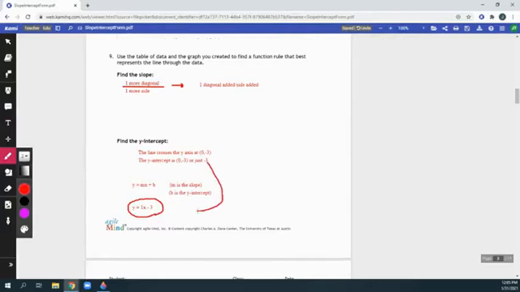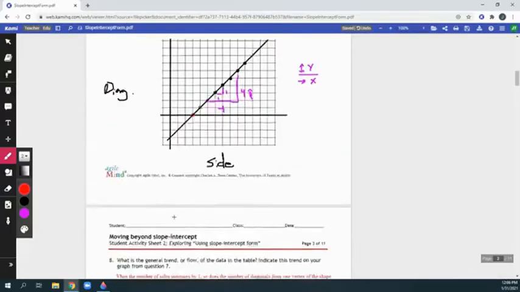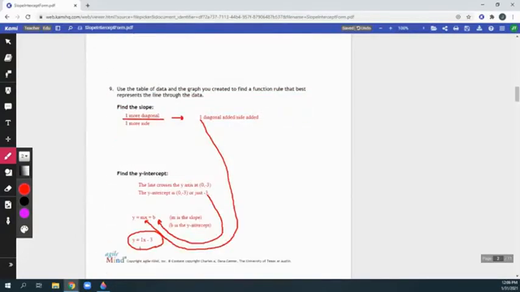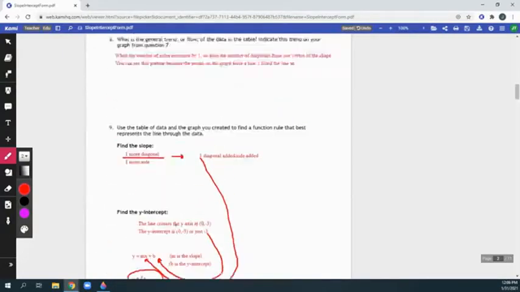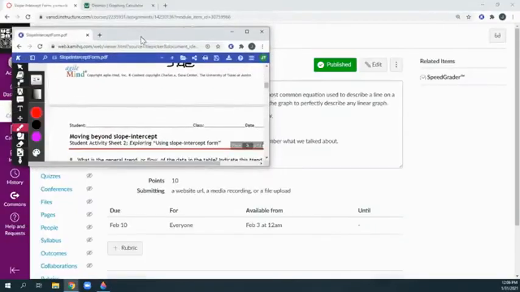Put the negative 3 in, and I put the 1 in. Notice the y and the x stay right where they're at. That's all. That's how we use slope-intercept form. What does that mean? That means if I go to Desmos and I type in y equals 1x minus 3, let's just try it because why not?